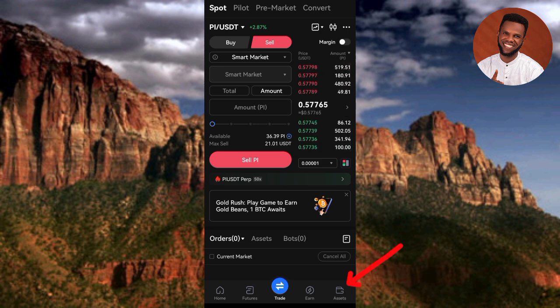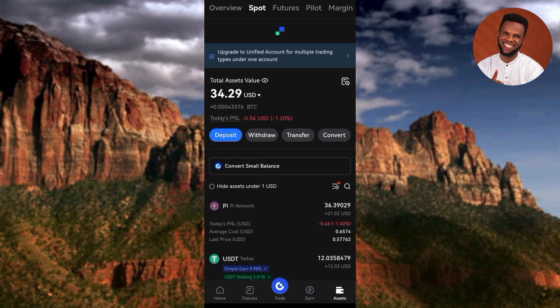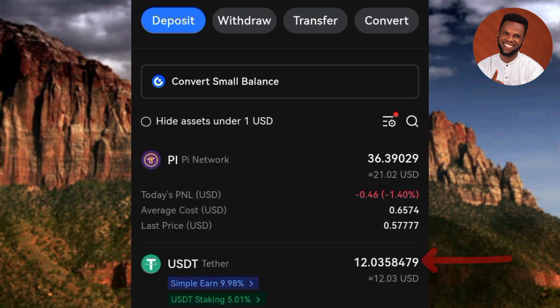So let me go over to my assets right now. Then let me refresh. Right there, guys, you can now see the Pi coin that I sold has been converted to USDT. You can see I now have 12 USDT. You can see it right there, and my Pi balance has actually reduced.